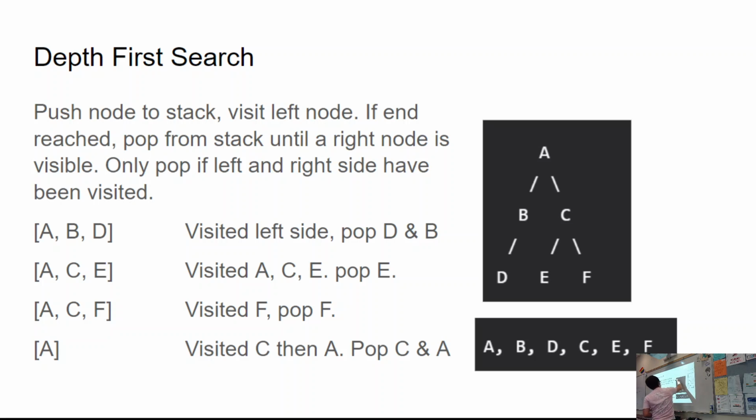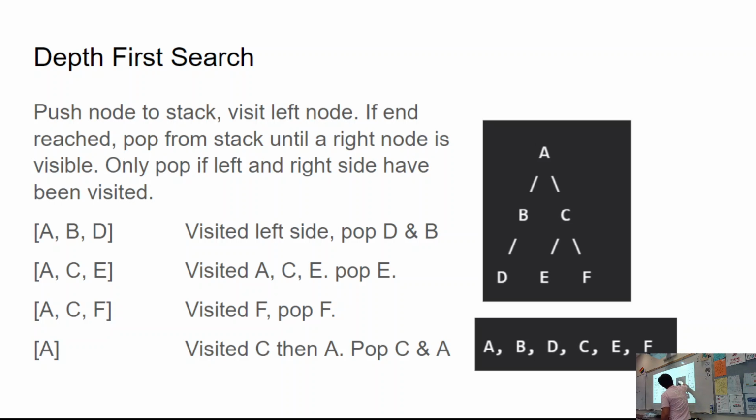Now I'm going to draw out what's going on here. So we go visit B, we go visit D. As soon as we're done visiting D, we go back up. Since we popped it off, we go back up to B. Now B, we check, does it have a right side? No right side, we visit the left side, everything's been visited. We pop it off the stack. We go to A. Now A has a right side. We haven't visited yet, so we can't pop it yet. So we go down the right side now.